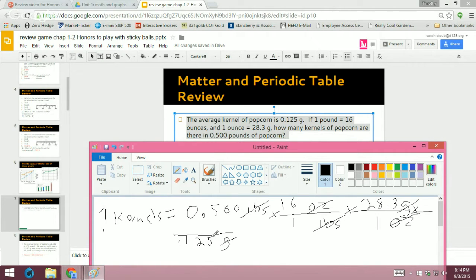0.125. And I think what made this one so tricky is the way it said the average kernel of popcorn. Had I changed the words to say 1 kernel of popcorn, 1 average kernel, and put that number 1 in there, it wouldn't have been so tricky for you. But what it's really saying is that 1 kernel of popcorn is 0.125 grams. Not every kernel of popcorn is 0.125, but the average is. So this is the best conversion factor that we have.